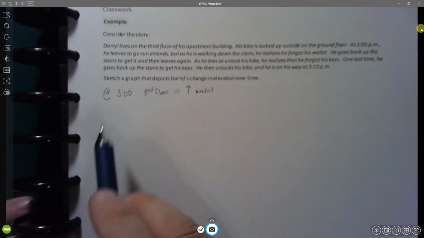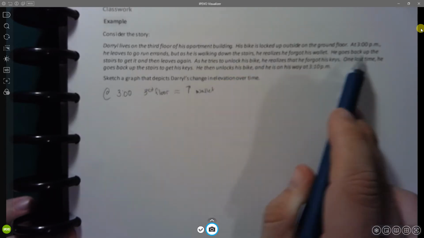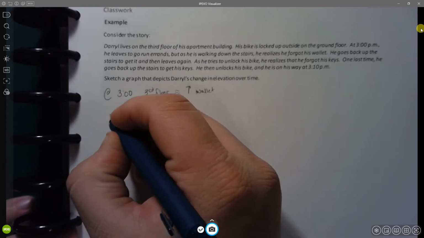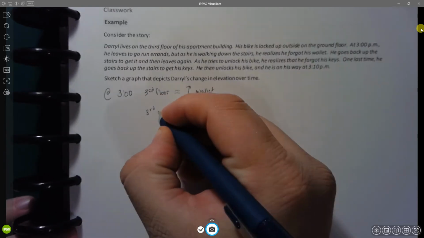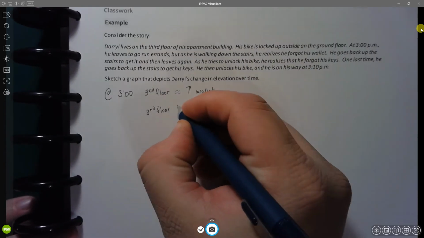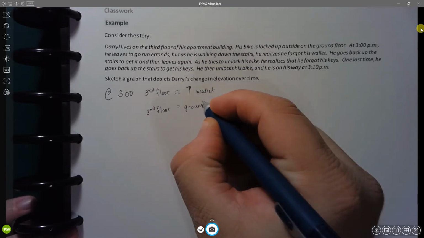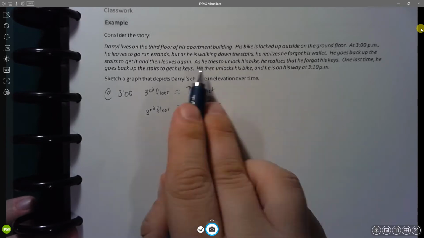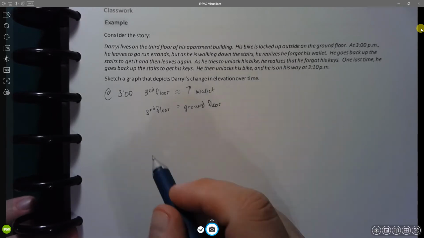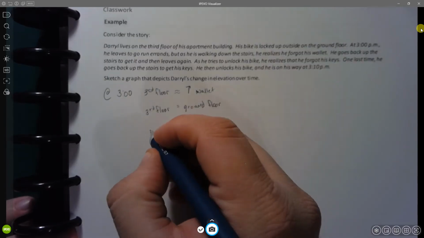Then he comes back down. He goes back up the stairs to get it and leaves again. So again, at some point, he's at the 3rd floor. And then he makes it all the way down to the ground floor to his bike. But then as he tries to unlock his bike, he realizes he forgot his keys. So he has to go back up again.